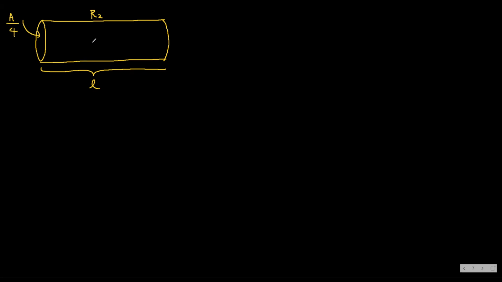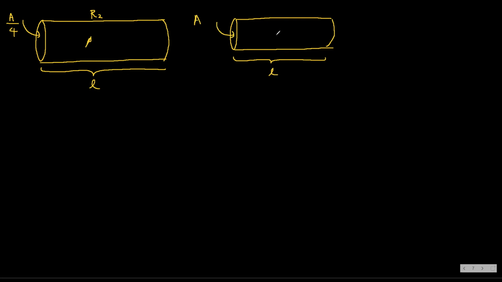Okay. First, I know there is a conductor which has L length, capital A cross-sectional area, and rho resistivity. Its resistance is capital R. So I can write R is equal to rho L over A for this one. For this one, R2 is equal to rho L over A by 4.